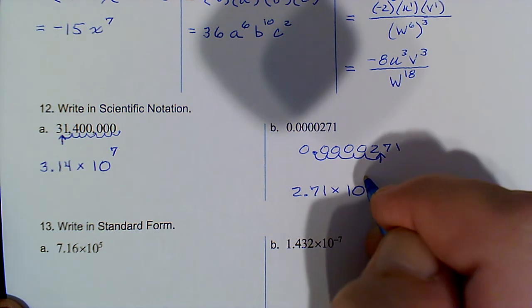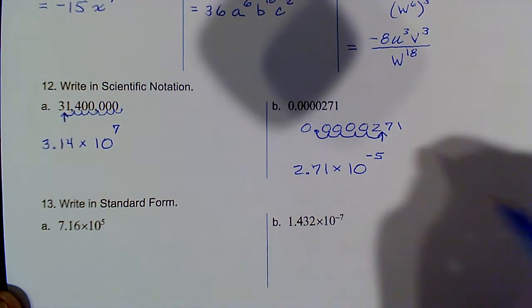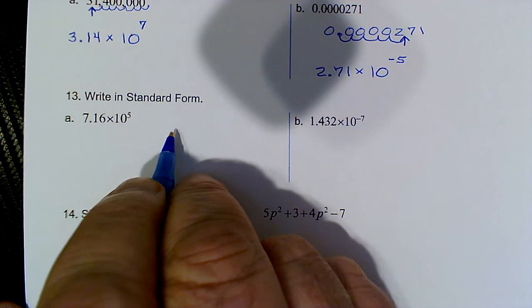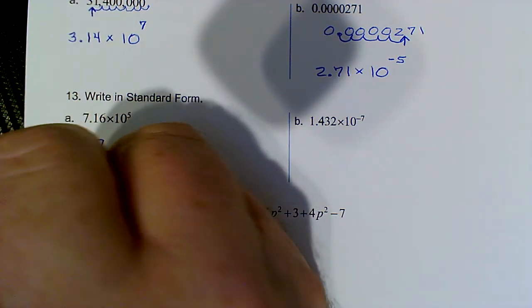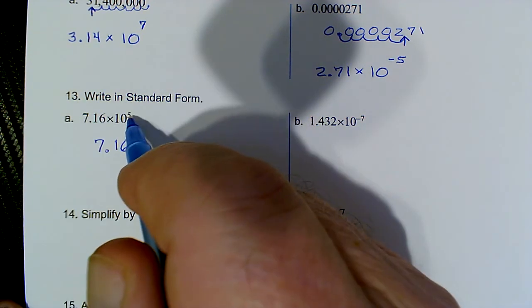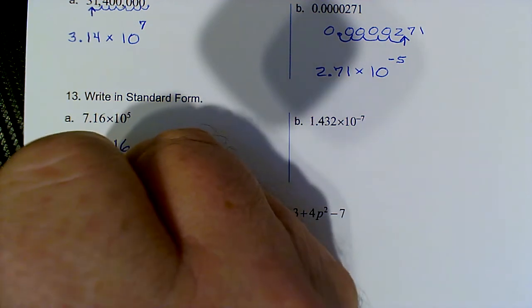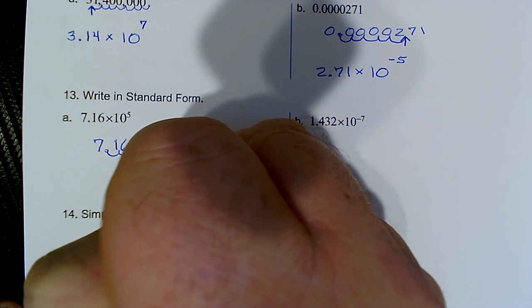But because the number was less than 1, the exponent is a negative 5. Okay, and then if we go in the opposite direction, if we want to write it in standard form, then you write down the number and move the decimal point however many places the exponent says, so 5 in this case. And if the exponent is positive, that means the number is larger than 1, so we're going to move the decimal to the right. So 1, 2, 3, 4, and 5.